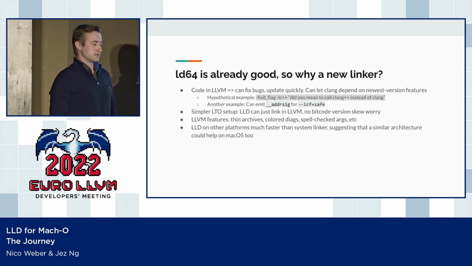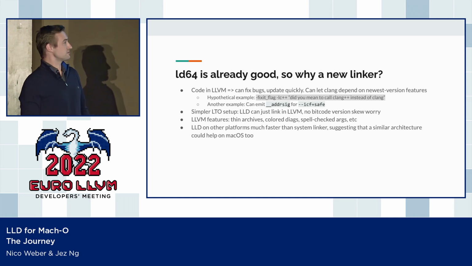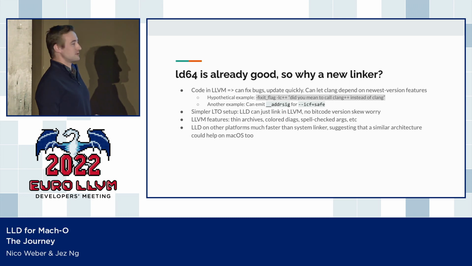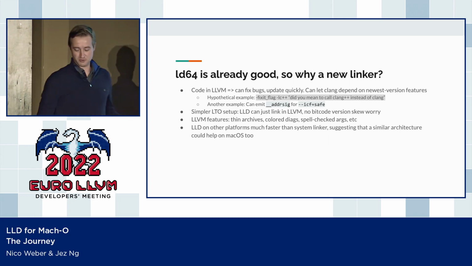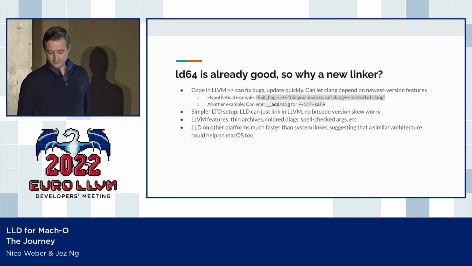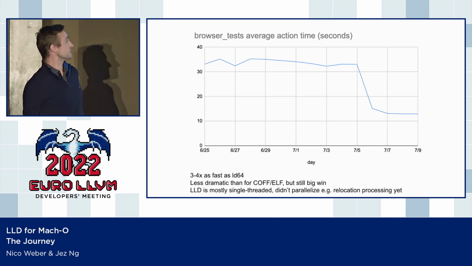We tried to use link time optimization in Chrome over the years, many times, and always failed before we switched to this linker, which in part might be incompetence on our part, but we tried really hard. And then also performance. As I said, LD64 is already pretty fast, but we were able to write way faster linkers on other platforms. So let's see what happens.